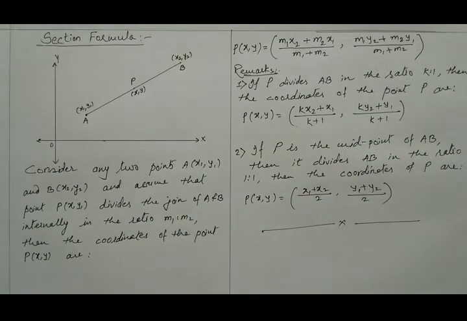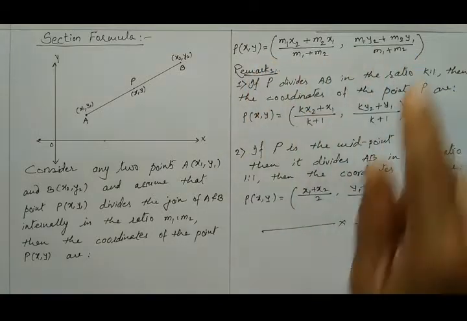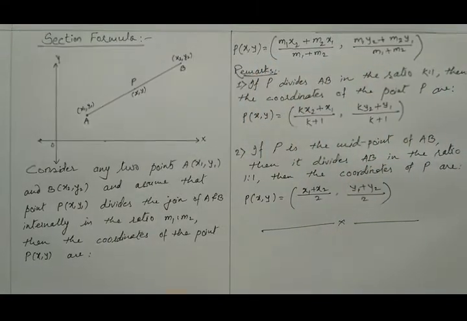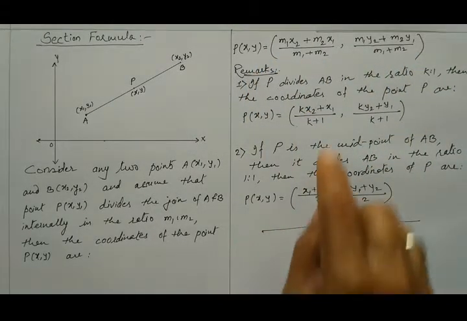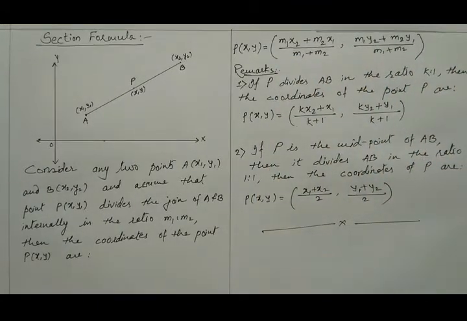So when a point is dividing the join of 2 points in the ratio m1 is to m2, or you can take k is to 1, then the coordinates of the point which divides the join of A and B are given by this formula. This is called the section formula for internal division. For class 10 we are limiting up to internal division only.